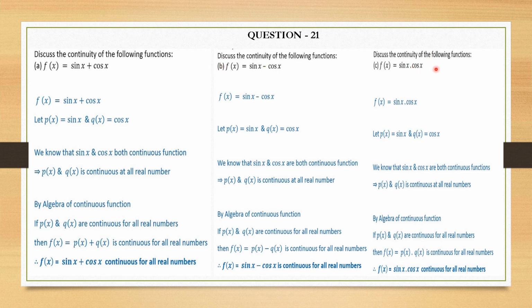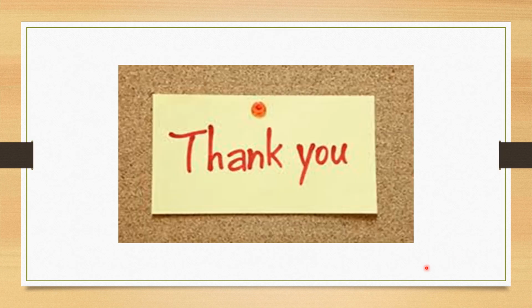Number 21: discuss the continuity of the functions sin x plus cos x, sin x minus cos x, and sin x into cos x. Again, you know, break it into 2 functions. Since sin x and cos x are both continuous, by algebra of continuous functions, the sum, the difference, and the product of two continuous functions are always continuous for all real numbers. So this is a simple case.